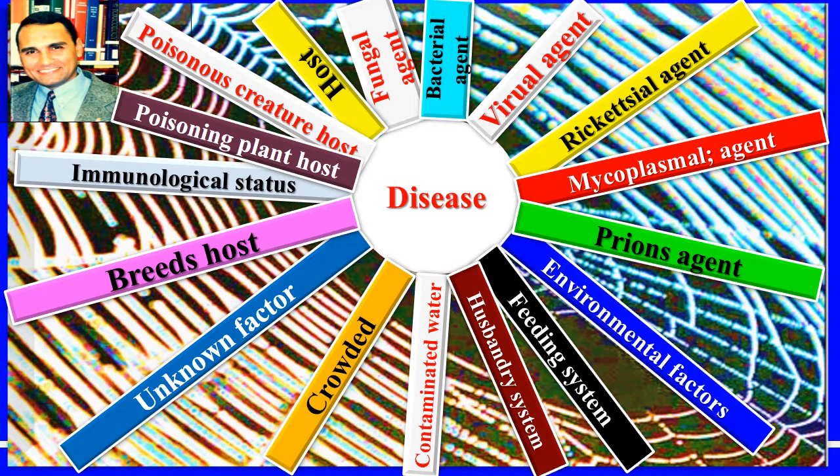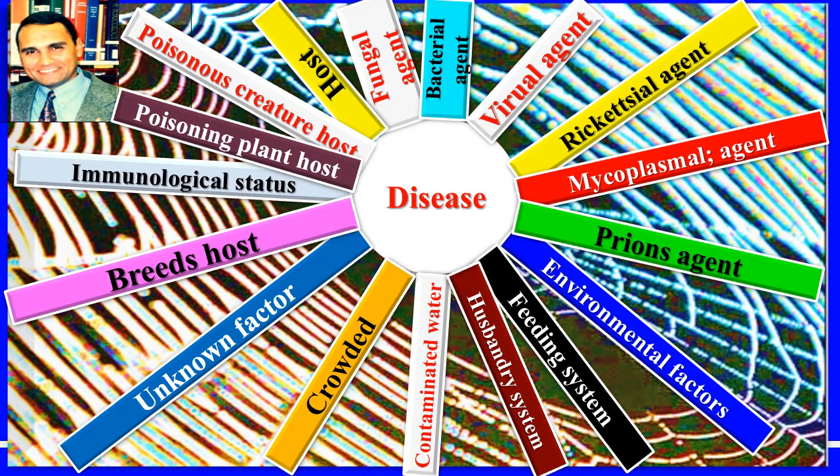Hosts: poisonous creature hosts, poisoning plant hosts, immunological status of the host or breeds of the host, maybe crowdedness of these hosts, contaminated water supplied to the farm or to the personal living houses, the husbandry system or the communication system in persons, feeding system and contamination of the feeds or the forage that is presented to different persons. This occurs with the environmental factors for disease occurrence.